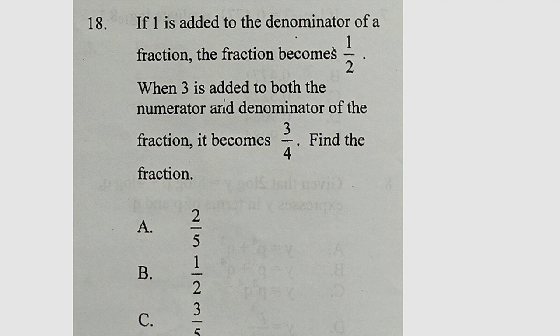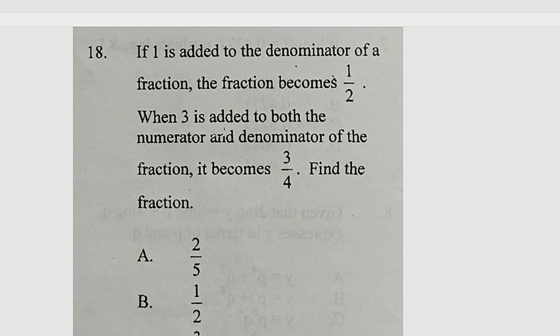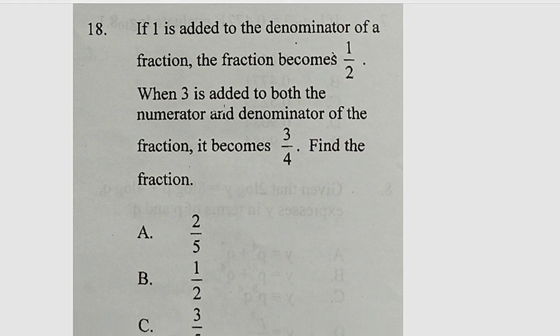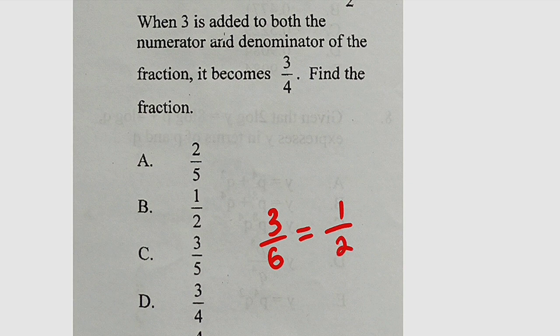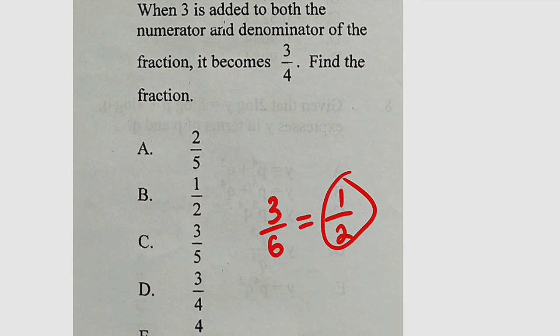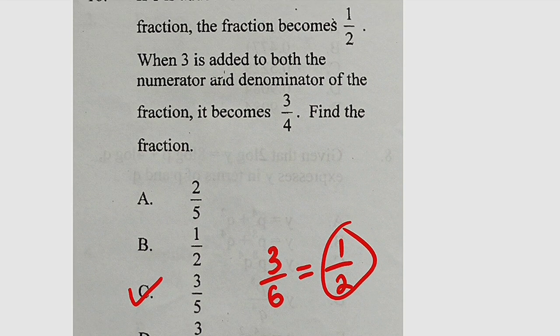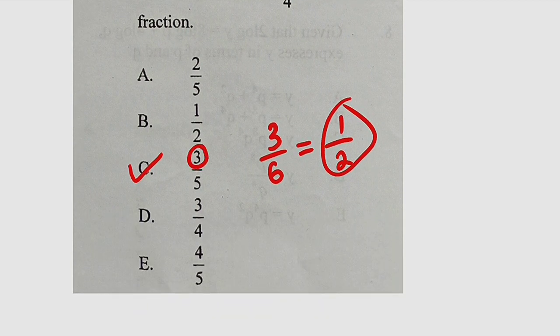Let's check the other one. I will show you the working. If it is 1 over 2, we cannot add 1 to the denominator because it will become 1 over 3, which is different from 1 over 2. Let's move to the next one. 3 over 5, if you add 1 to the 5, it becomes 3 over 6. And 3 can go into 3 one time, and it can go into 6 two times. So we have 1 over 2, which is this one. So this is a potential candidate, but we are not done yet. Because what if 3 is added to the numerator and denominator? Let's do that. 3 plus 3 is 6. 3 plus 5 is 8.